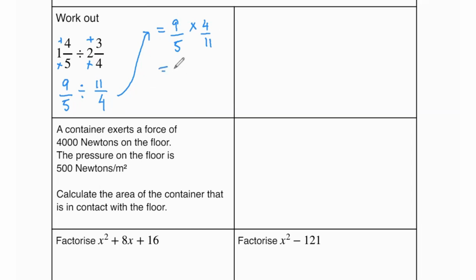So once we've done that, we multiply the numerator with the numerator and the denominator with the denominator, which gives us 36 over 55. That is your answer.